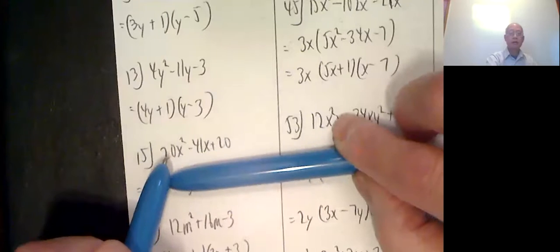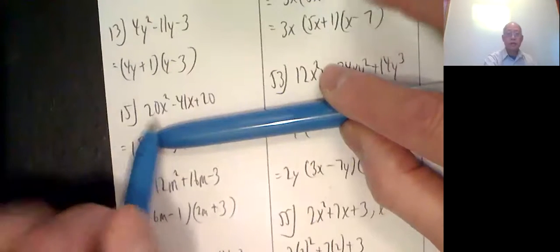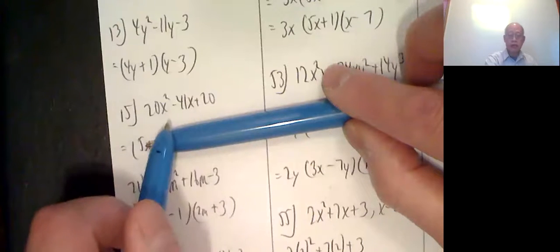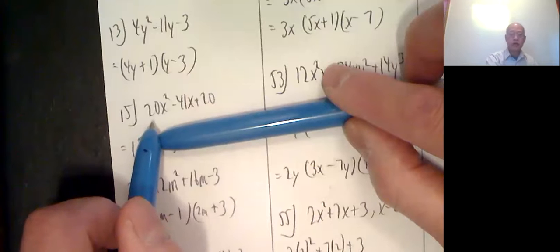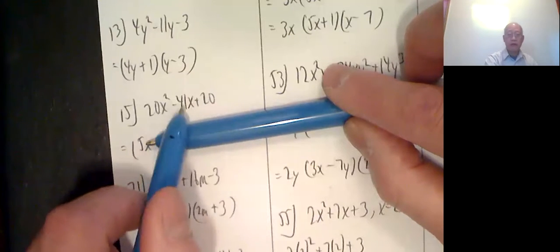Okay, this one's a little bit harder. 20x squared minus 41x plus 20. Okay, x squared is x and x. A minus and a plus means they're both negative. Okay, how do you get 20? 4 times 5. Same for this one. Okay, and have to aim for 41.